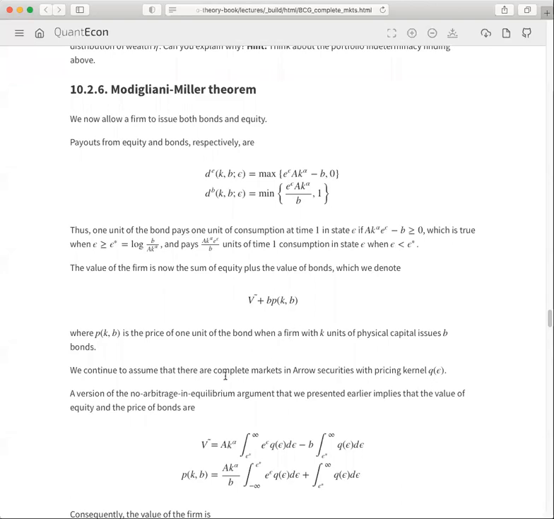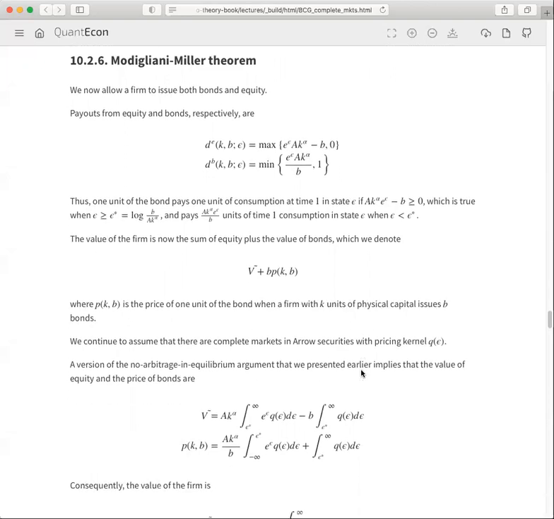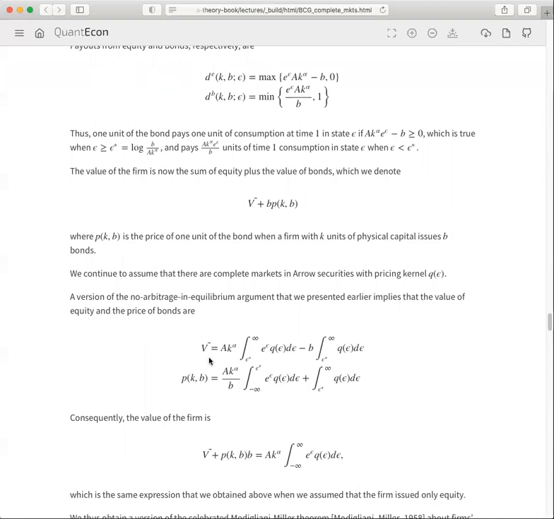Okay, and we're going to continue to assume there's complete markets in Arrow securities. And now the Modigliani-Miller theorem, it's related to the indeterminacy of portfolios argument that we made earlier as a property of this model. Okay, so we can calculate both the value of equity, and we can calculate the pricing function, prices as a function of, it's important that this is little k. This is the k issued by a particular firm and with bonds. So we get this formula.